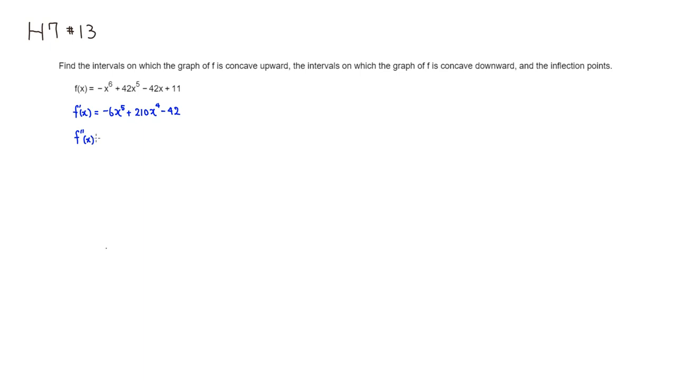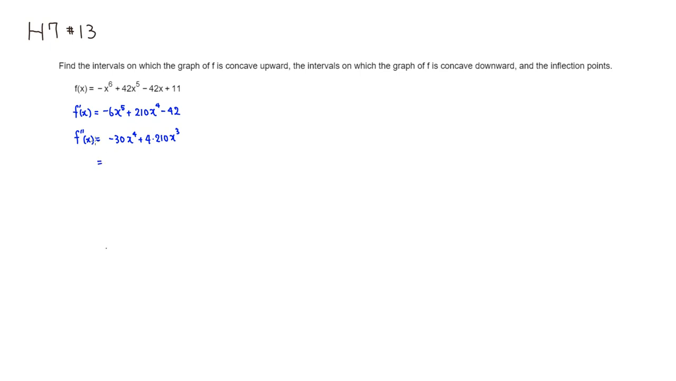So we have negative 6 times 5 is negative 30 x to the 4th power, plus, actually, I'm going to write it as 4 times 210 x cubed. Then the derivative of negative 42 is 0. So this is the second derivative. Then let's pull out the common factors.